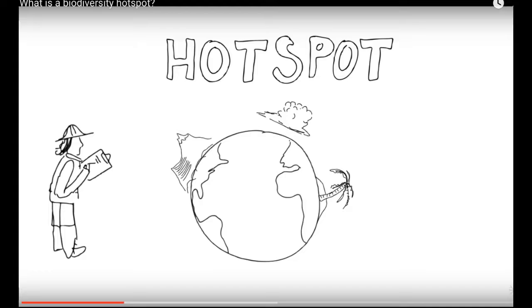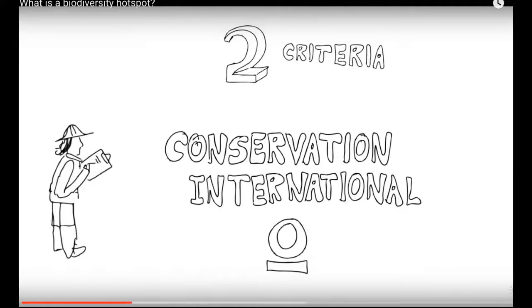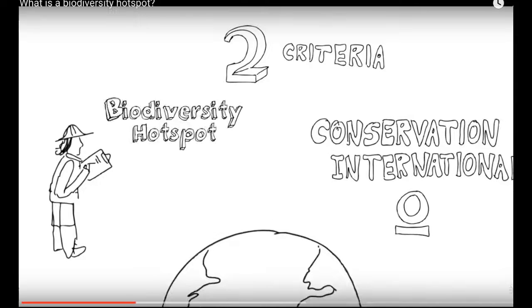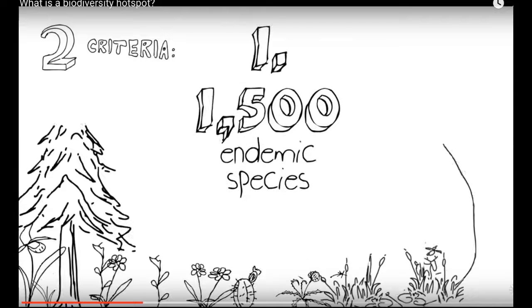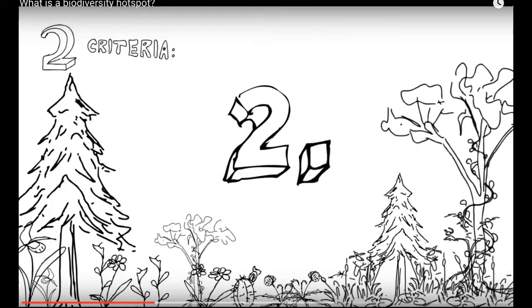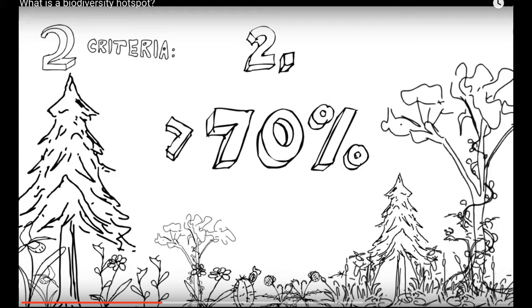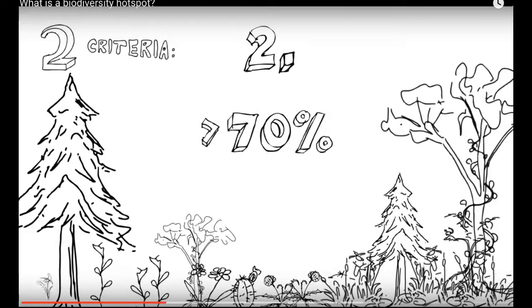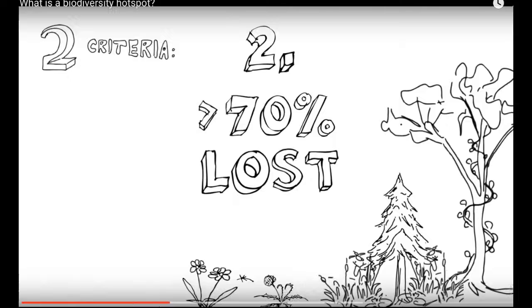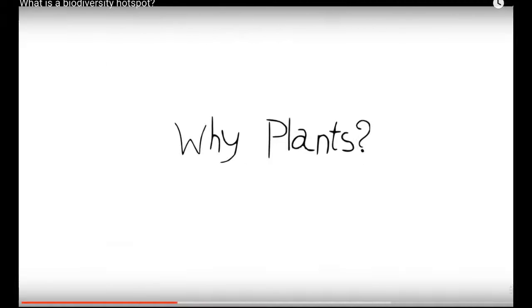Scientists who looked at this problem decided eventually that there really were two main criteria that were going to lead to what Conservation International now recognizes as a biodiversity hotspot. One criterion was that there had to be at least 1,500 endemic species of plants. We'll get back to the idea of endemism in a moment. There also had to be an additional factor that made the area unique and deserving of our focus. There had to be more than 70% of the original habitat already lost, which highlighted the need to designate this place as a hotspot.